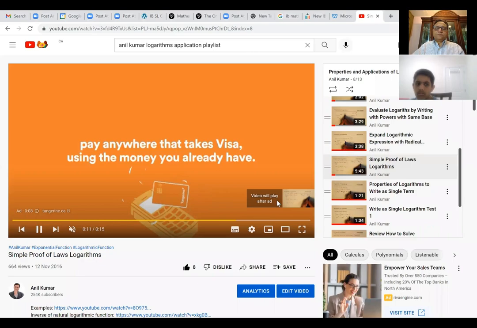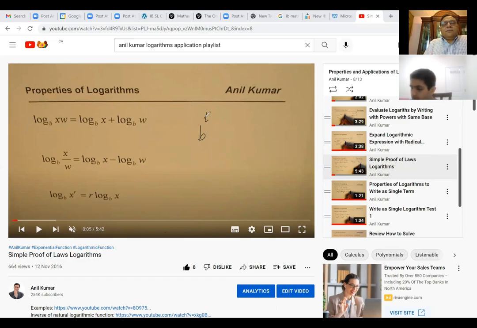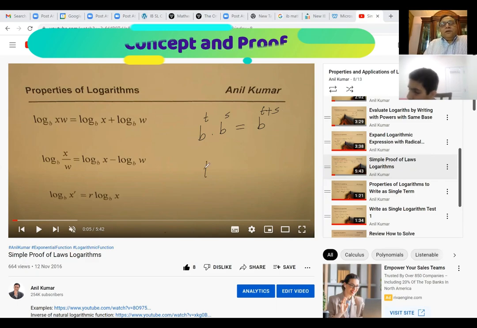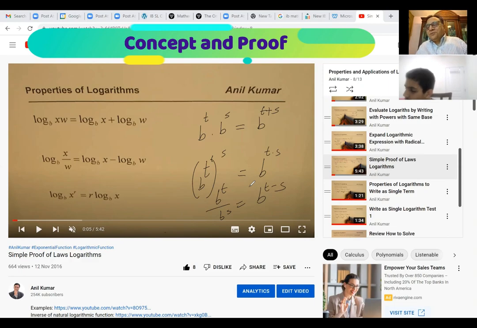And what we are going to use is something like this. If you have b to the power of, let us say, t, times b to the power of s, when you multiply with the same base, you get what? b to the power of t plus s, right? If you have b to the power of t to the power of s, you get what? b to the power of t times s. And if you are dividing them, then it is b to the power of t minus s, right? So these are the exponential properties which you already know.